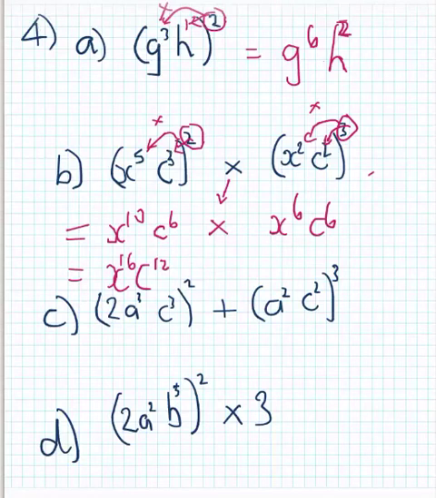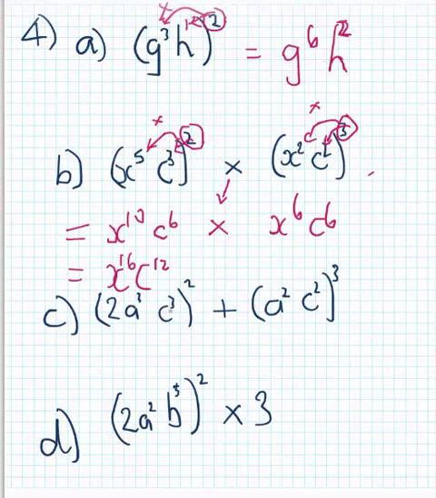One, get rid of your brackets by multiplying the power on the outside with every power on the inside. Okay, we've done that. 5 times 2 is 10, 3 times 2 is 6, and the same on this side. Now that our brackets are gone, we use the first index law we learned, and that is when you multiply numbers or bases that are the same, we add their powers. And we're done.